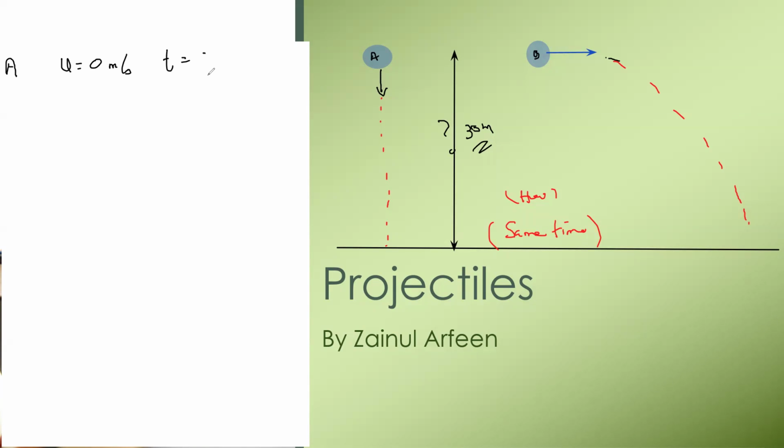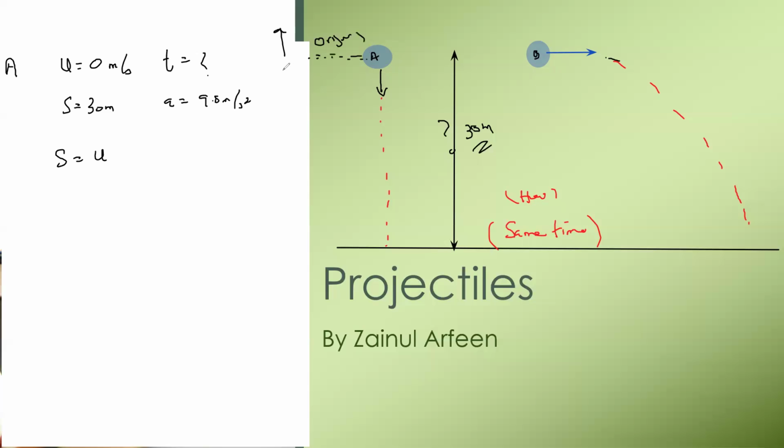I need the time to hit the ground. I know the vertical displacement is 30. I know the acceleration is 9.8 meters per second square. So if I use the formula, S equals ut, and it depends on which point I consider as my origin.